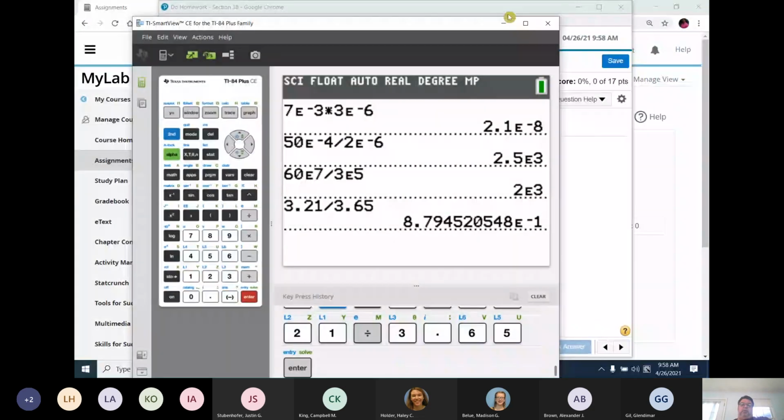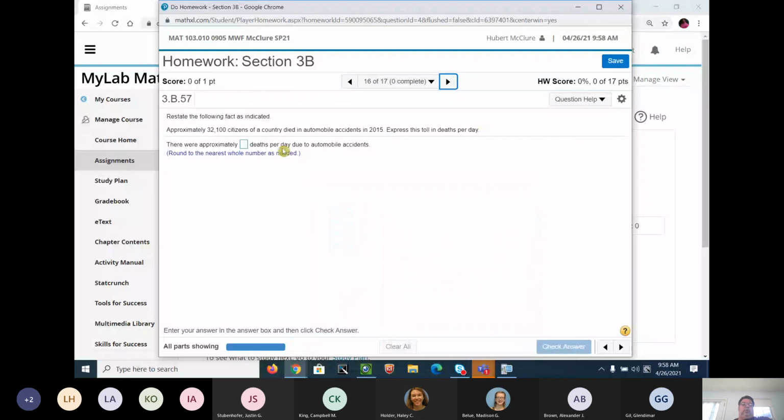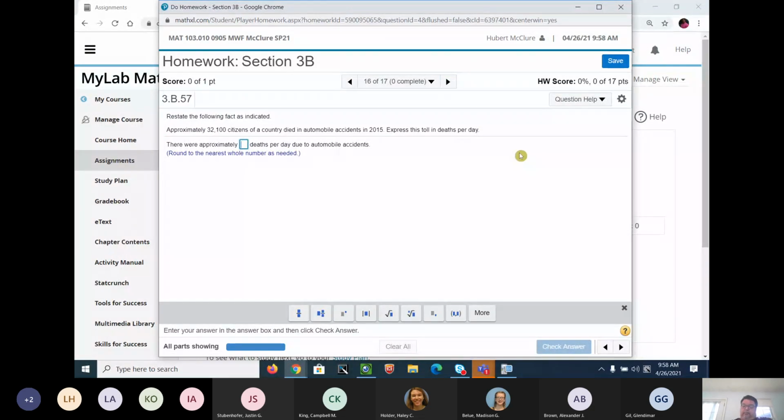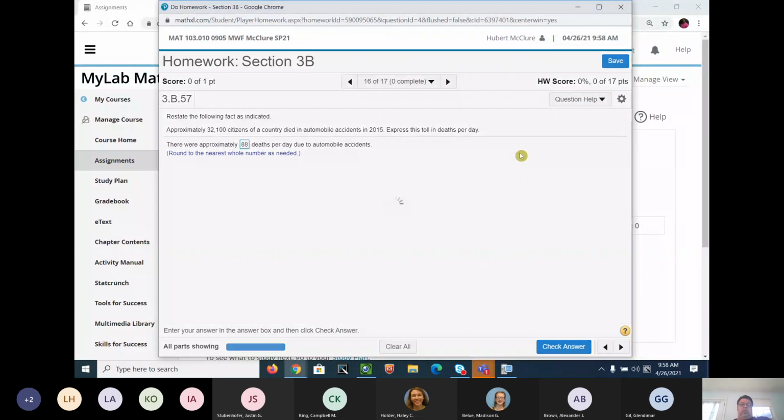So let's go look. 88 deaths per day. And you feel good about yourself. Now that right there is a test question. That's the type of question I would give you with multiplying or dividing scientific notation.